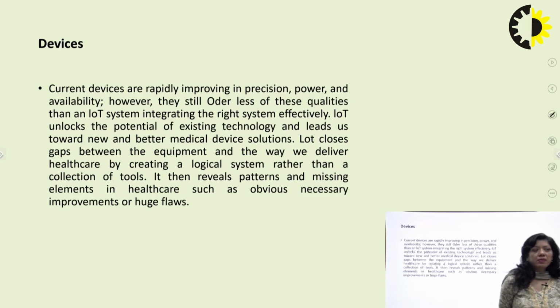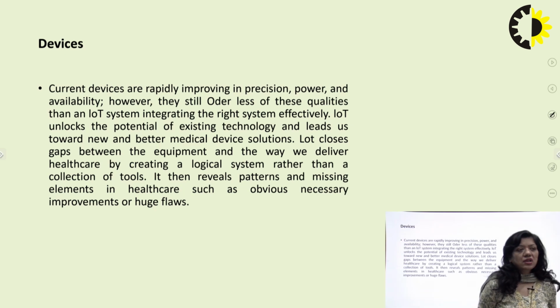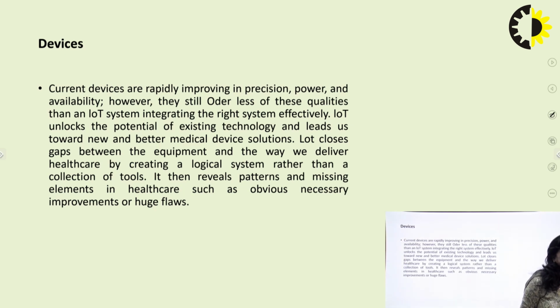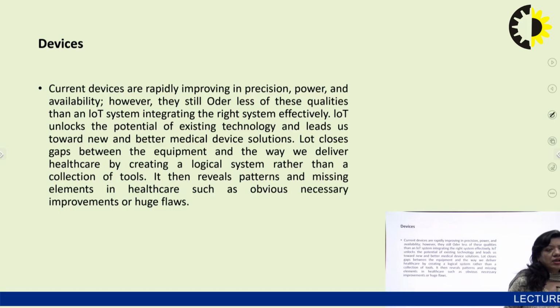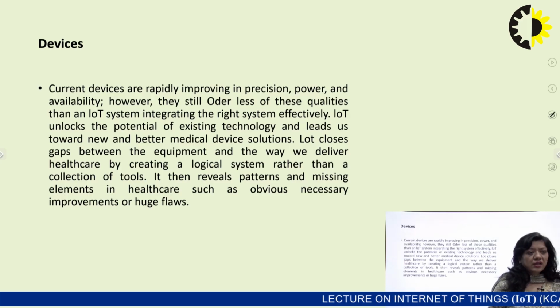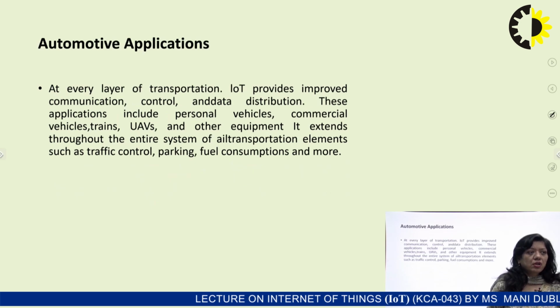Devices are rapidly improving in precision, power, and availability. However, they still lack some of these qualities compared to an IoT system integrating the right devices effectively. So IoT unlocks the potential of existing technology and leads us towards new and better medical device solutions. IoT closes gaps between the equipment and the way we deliver healthcare by creating a logical system rather than a collection of tools. So it reveals patterns and missing elements in healthcare, such as obvious necessary improvements for huge flaws.